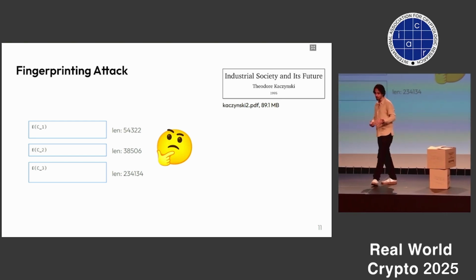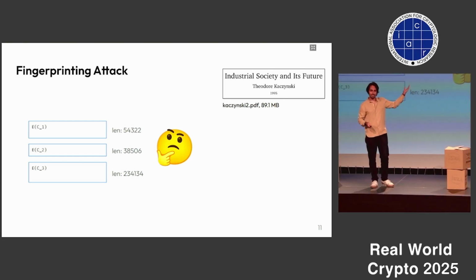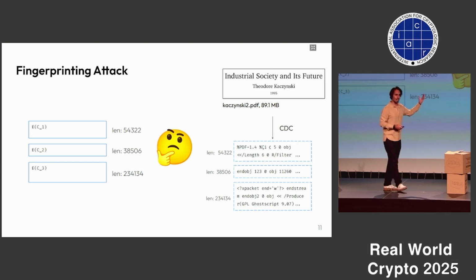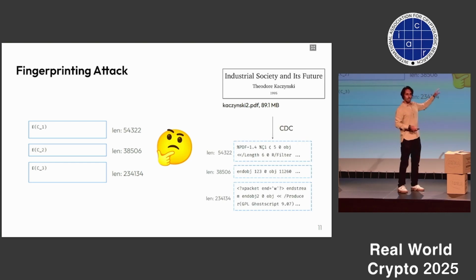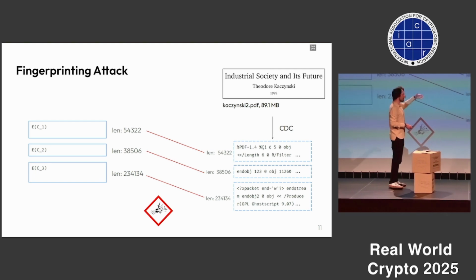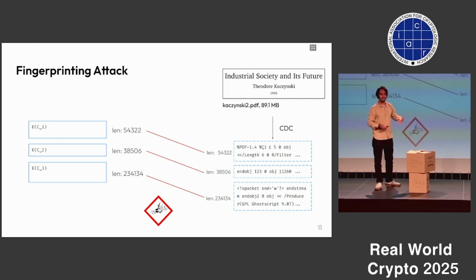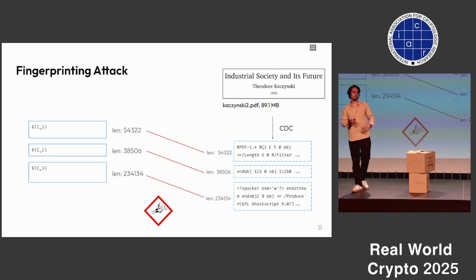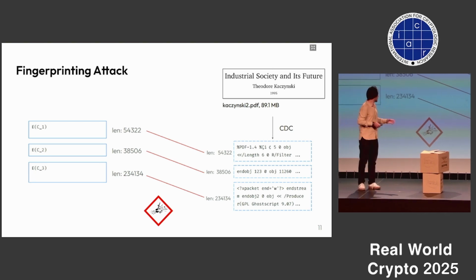How do we do this check? Well, we take the file, and then we can chunk the file ourselves. And then we will see which sizes of chunk we get out. And if we compare the sizes of our chunks to the sizes that we can see on the server, then we can guess that probably the user actually has that file. So chunking and encryption can be a very dangerous combination.